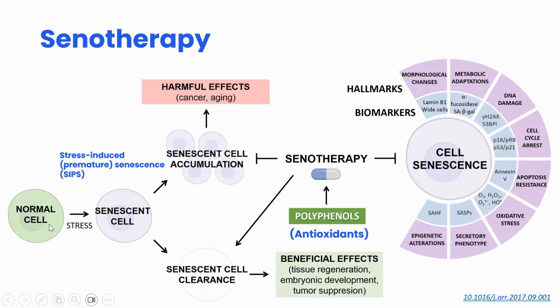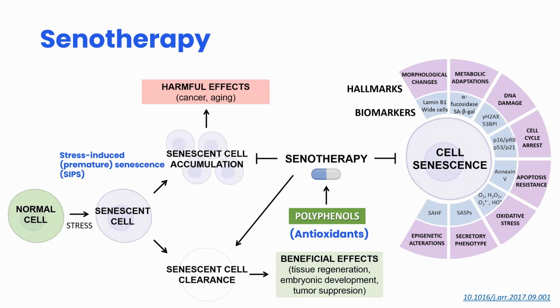You have normal cells. These cells experience stress. And the stress can cause the cells to become senescent. Remember, senescence is a one-way process. Once cells become senescent, they can no longer revert back to being a normal cell. And those senescent cells accumulate and they can cause harmful effects. Of course, they're going to degrade the tissue, but cancer is amongst other things that they can cause.